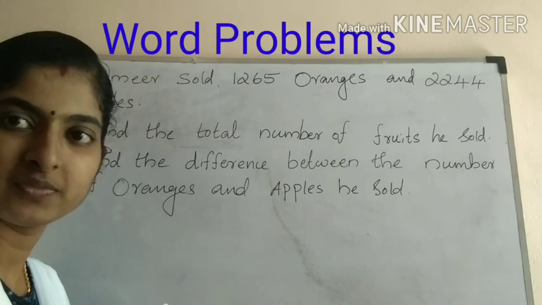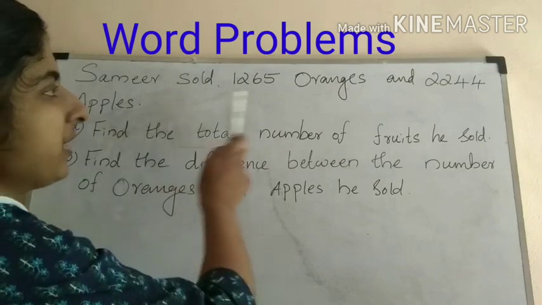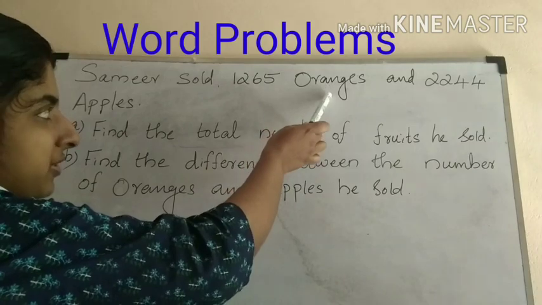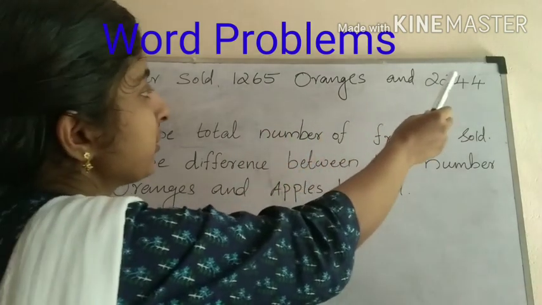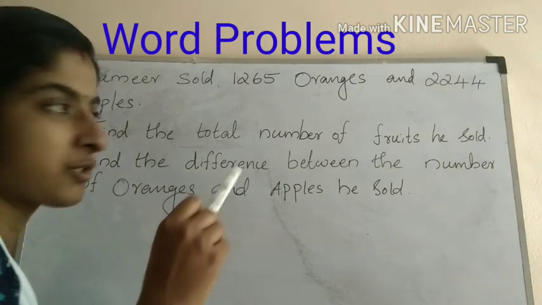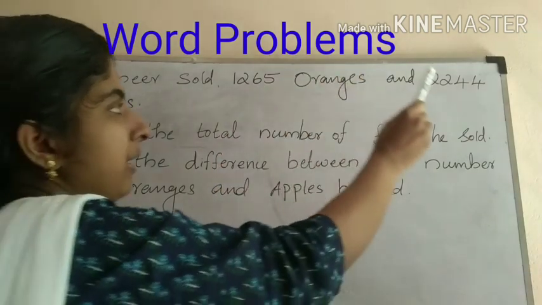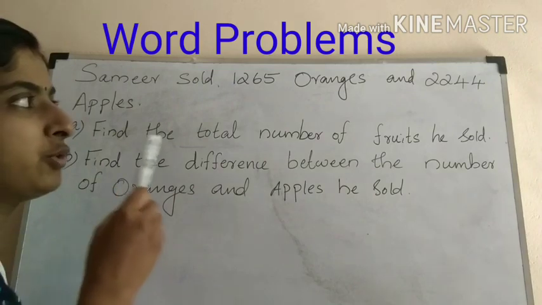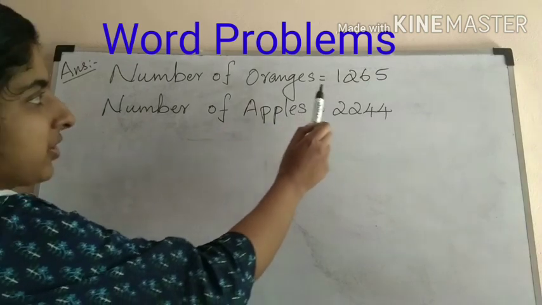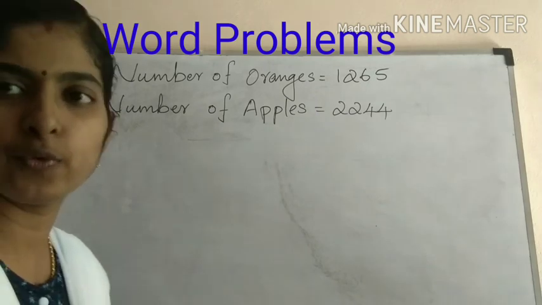This is a step problem, a word problem, isn't it? How to write the steps. See, first you see what is given in this question. What is given? 1265 oranges. That is given, and 2244 apples. That is also given. So, first you write: number of oranges is equal to 1265 and number of apples is equal to 2244.